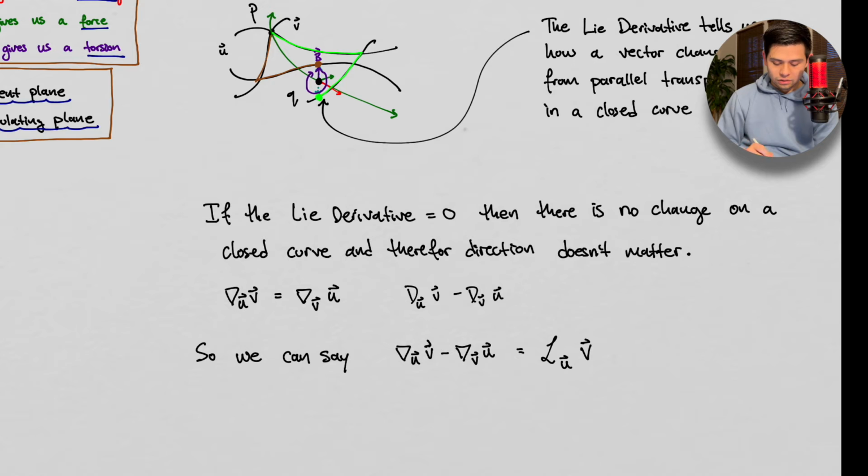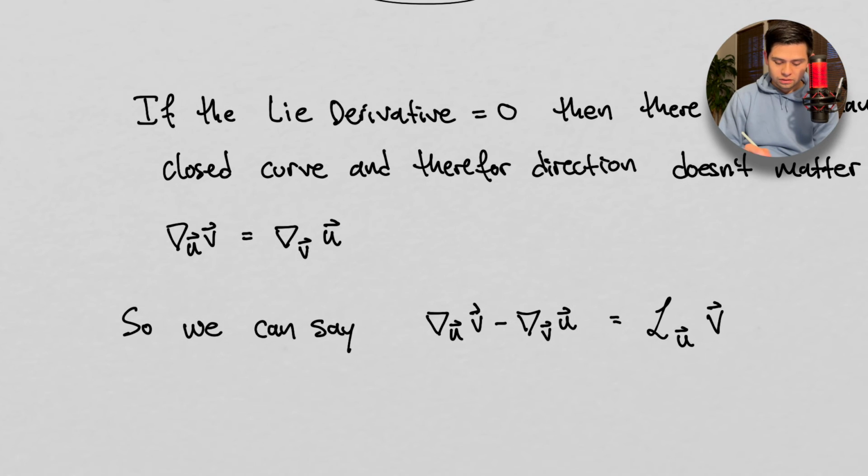So that's to say that traveling in U and then V isn't going to matter, as opposed to traveling in V then U. These should be equal. So we can bring these two guys to one side of the equation, and we get something that looks like this: V in U equals 0. This is the Lie derivative, right here. That's Lie derivative equals 0.